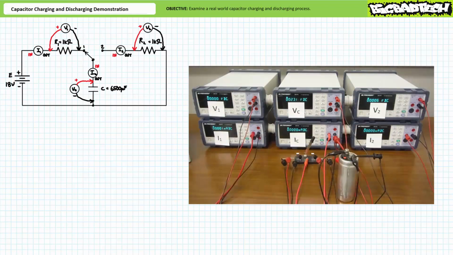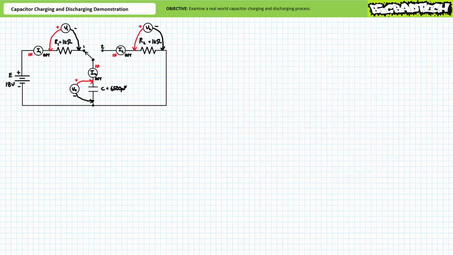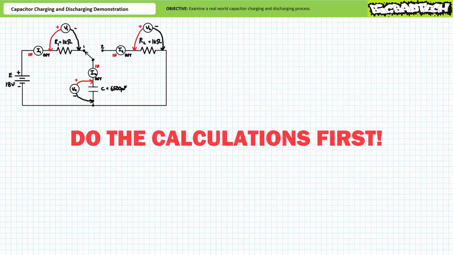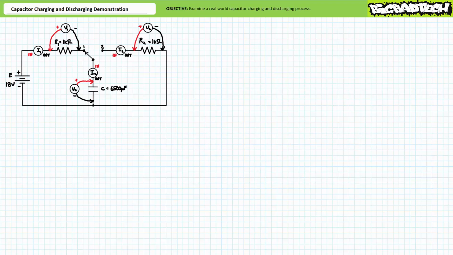Here's the real-world setup we'll be using today. All 6 DMMs will allow us the luxury of watching this charge and discharge process unfold in real time. Let's examine the capacitor charge process first. Step 0, do the calculations first. Let's see if our observations match our expectations.